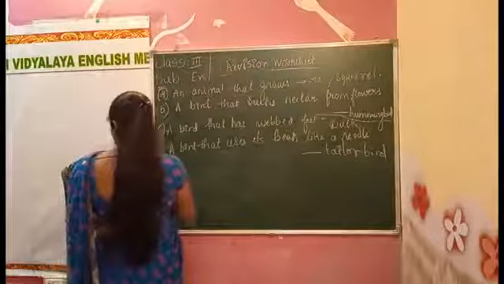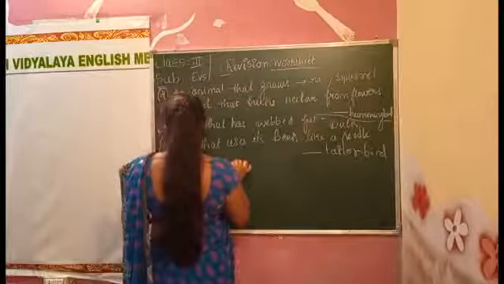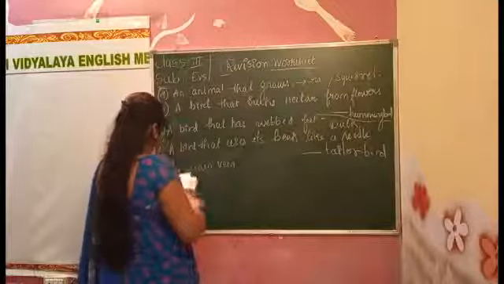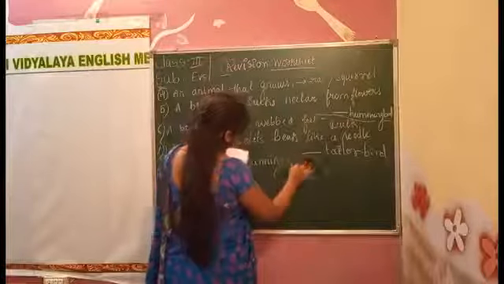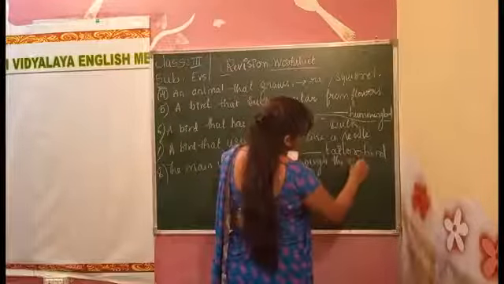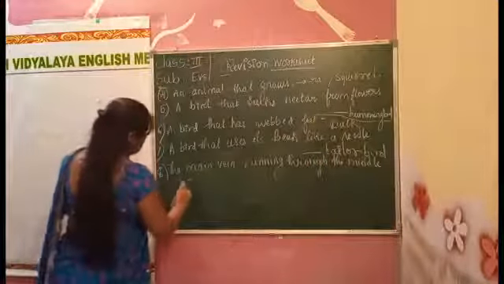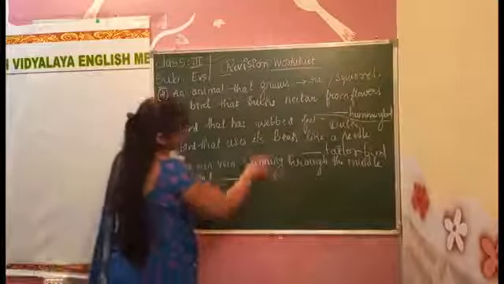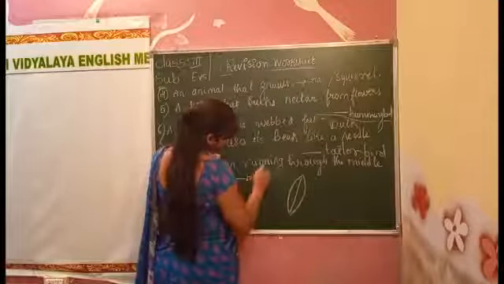Eighth one, the main beam running through the middle of a leaf. What is that, children? Middle of the leaf? Midrib. The middle line on the leaf is called a midrib.